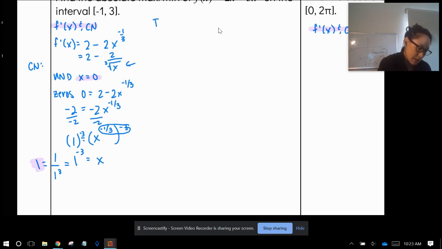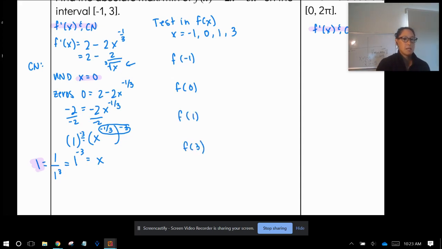So we're going to test in f of x. Our candidates are our endpoints. So we're going to test x equals -1, x equals 0, x equals 1, and x equals 3. So f of -1, f of 0, f of 1, and f of 3. All right, I'm going to pause and put the work on the paper.